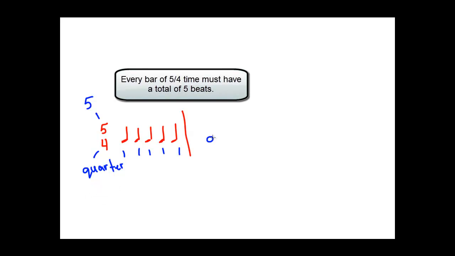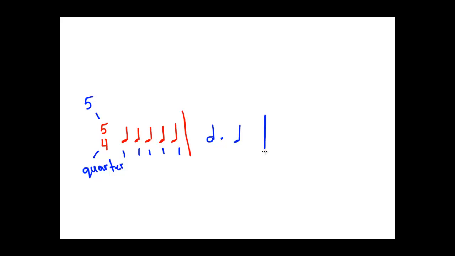So if we had a dotted half note and a quarter note, and we were asked to complete the bar with 1 rest, we'd have to add this up. So we know a dotted half note would be worth 3 beats. A quarter note is worth 1. So what rest would be worth the difference? Well, we need 5 beats, so we're missing 1 beat, and that rest would then be a quarter rest.